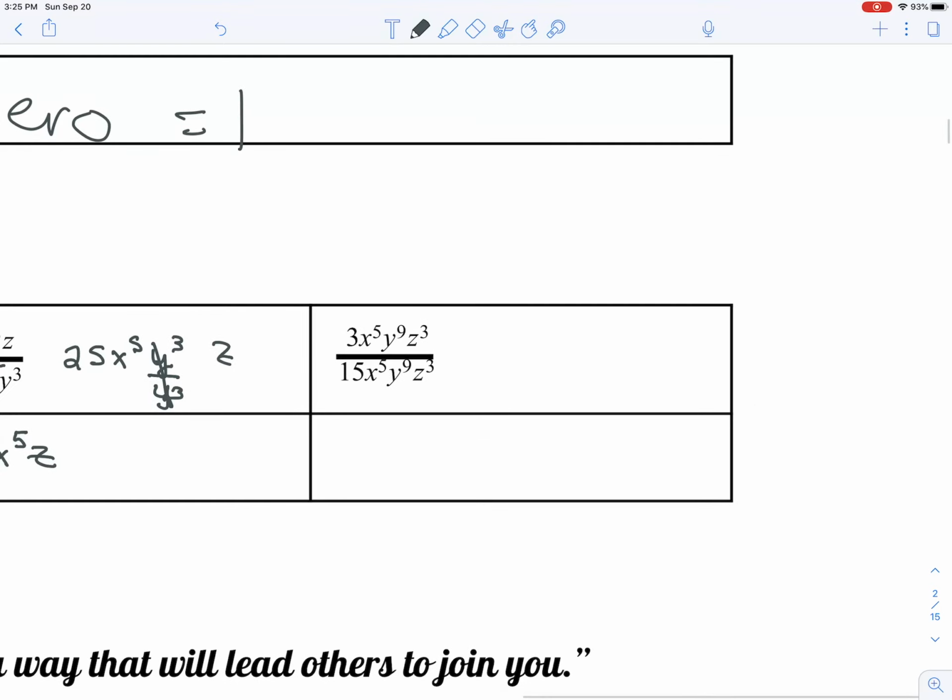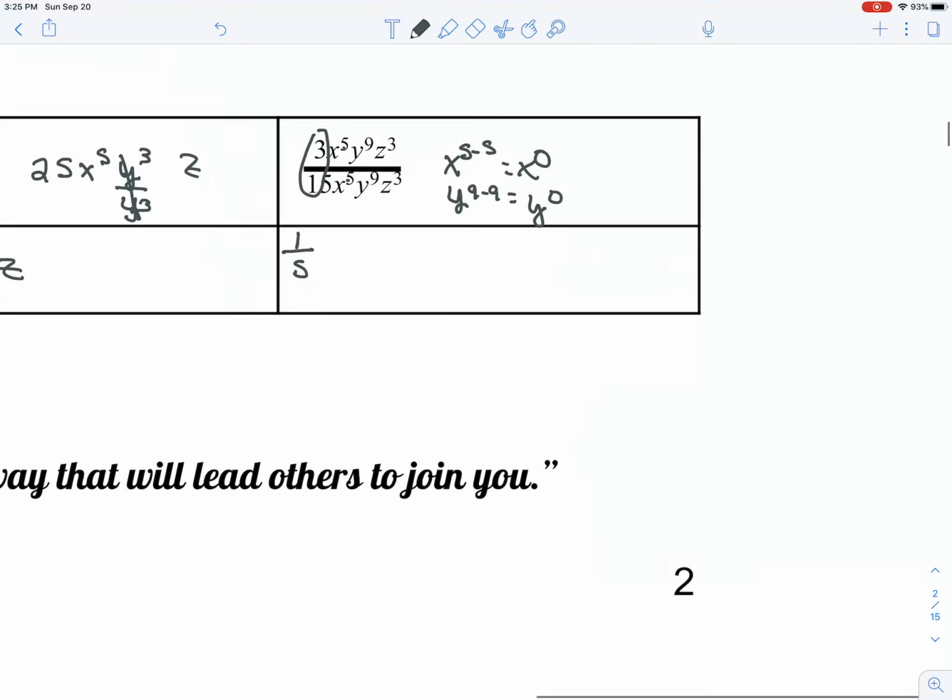Last one, 3 over 15. We're dividing that. That's going to give me 1 over 5. X to the 5th and x to the 5th. Well, I have 5 minus 5. I have x to the 0. So that's 1. And then I have y to the 9 minus 9. That's 1 again. And then z cubed divided by z cubed. We'll see that that's 1 as well. So my answer is simply 1/5.